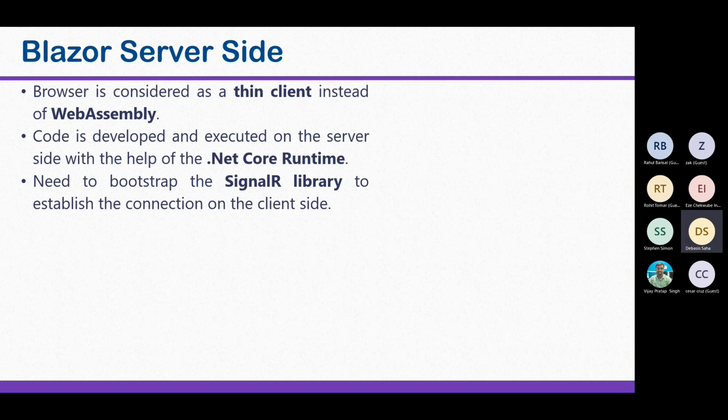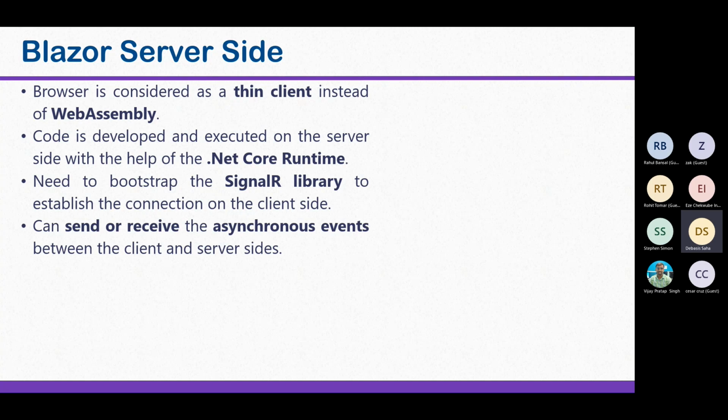Whenever we need to update the browser DOM elements, we normally use the SignalR library to establish communication between the browser and the server side. Here SignalR is used to update the browser DOM elements, or to send and receive messages from the client browser.